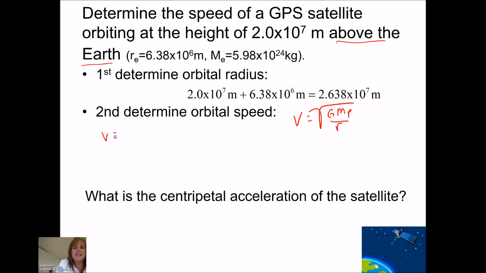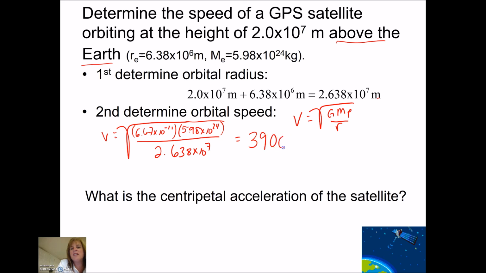So our velocity is the square root of 6.67 times 10 to the -11th, the gravitational constant, times the mass of Earth, which is 5.98 times 10 to the 24th, very massive Earth, divided by that orbital radius, 2.638 times 10 to the 7th. If you do that correctly, I think you get about 3,900 meters per second. Woo, you gotta go fast. That's why Calvin couldn't get off the swing and get in orbit. Man, he's gotta be going a little bit faster.